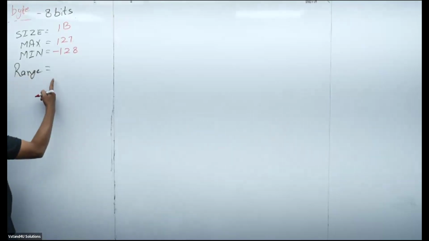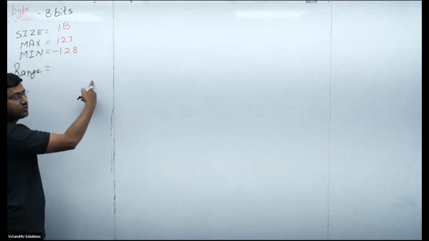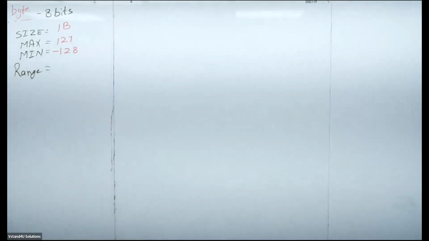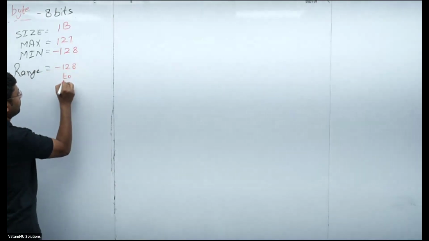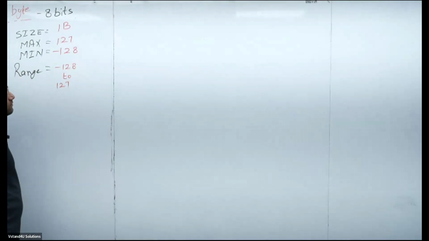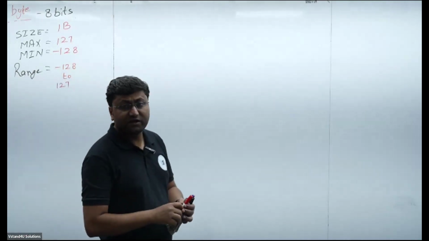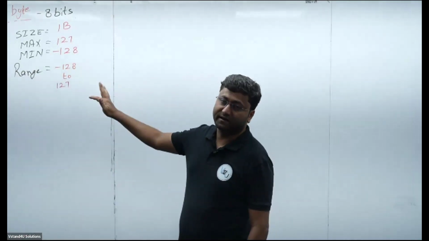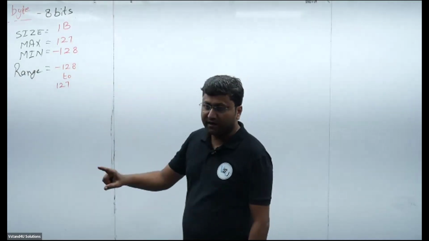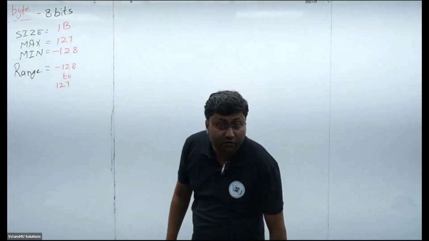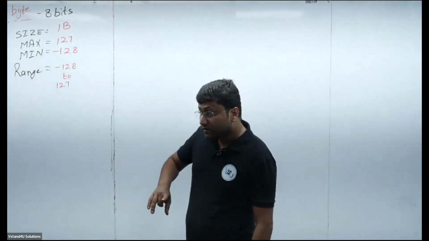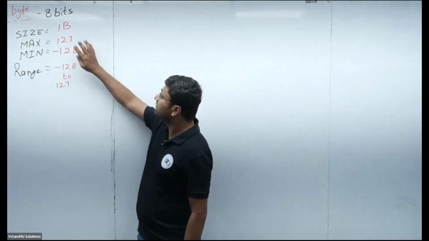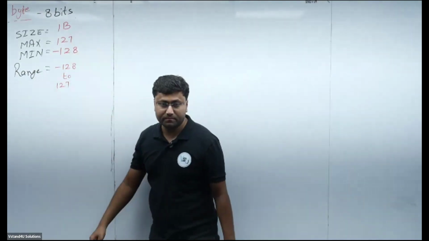If I need to ask you the range, meaning min to max, the total numbers that can be stored range from minus 128 to 127. This is the byte data type. What do you mean by this? 8 bits are required to store the data. This is a numeric type of data. It does not have a decimal part in it. Can you see? There is no decimal part anywhere.